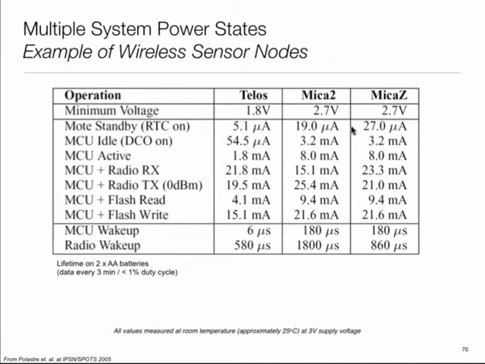So looking at this, let's look at the first line, for example, standby. You see that this Telos device is 5 microamp, whereas these guys are like 4 to 5 times higher. What ramification do you think this property will have, that a system has very low standby power? Any thoughts? In what ways would it help or hurt?